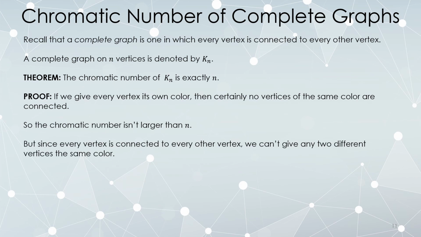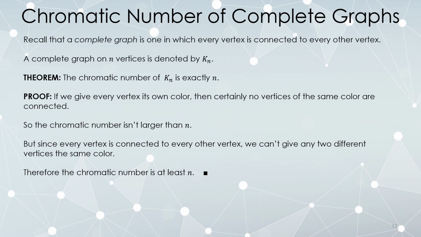But since every vertex is connected to every other vertex, it is not possible to use the same color twice. If I gave the same color to 2 vertices, since it's a complete graph, those 2 vertices are definitely connected, and therefore that's not a legitimate coloring. So no 2 vertices can have the same color, and there were n vertices. So I need at least n colors. Therefore, I always need exactly n. So a complete graph on n vertices always has chromatic number n.